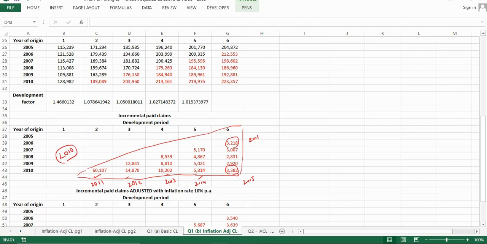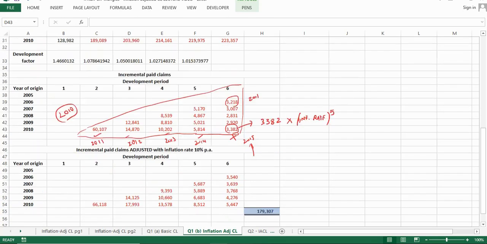Now, there will be adjustments in the future with regards to inflation. For example, this amount which relates to a payment in 2015, in 5 years' time when the payment will be done, won't be this value. It will be this value multiplied by the inflation rate, which here is said to be constant in the future years, raised to the power of 5, because we've got 5 adjustments to be done. You will see that in the next table.